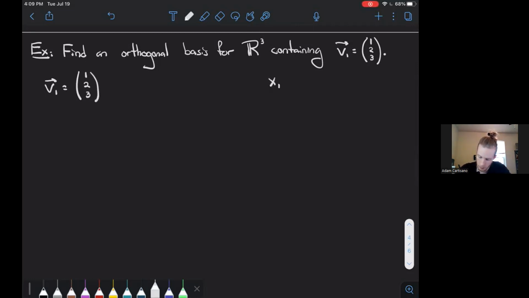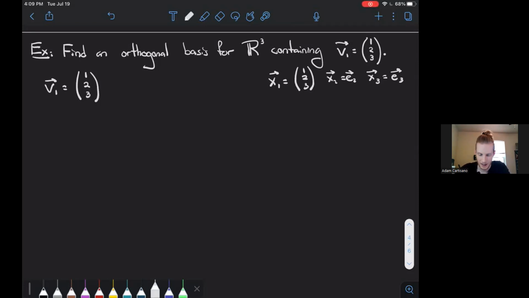But x1 is (1, 2, 3), like we were saying. We can take x2 and x3 to be anything. So I'm going to take x2 to be e2 and x3 to be e3. That is (0, 1, 0) and (0, 0, 1). And hope for the best.